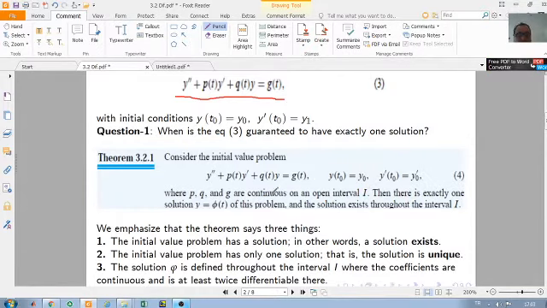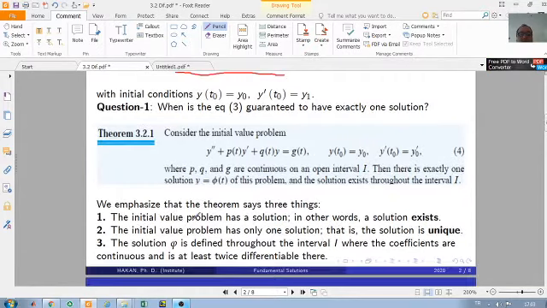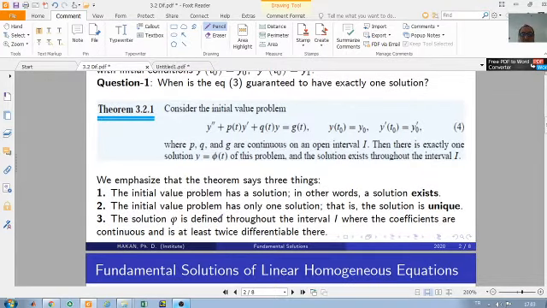Okay, so we emphasize that the theorem says three things. The initial value problem has a solution. In other words, a solution exists because of this theorem. The initial value problem written here has only one solution, that is, the solution is unique, and the solution is defined throughout the interval I, where the coefficients are continuous, and is at least twice differentiable there.